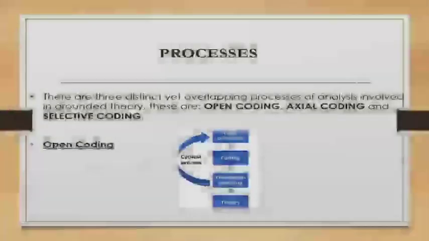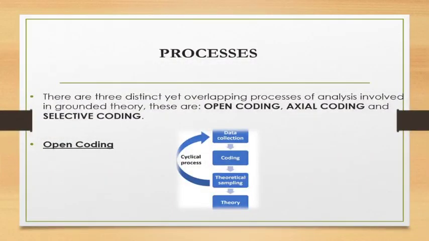There are three distinct yet overlapping processes of analysis involved in grounded theory. These are open coding, axial coding, and selective coding. Open coding, axial coding, and selective coding are all steps in the grounded theory method of analyzing qualitative data. With grounded theory, you derive new theories and concepts based on data, in contrast to other methods where you start with an existing theory and see whether or not your data applies to the theory.